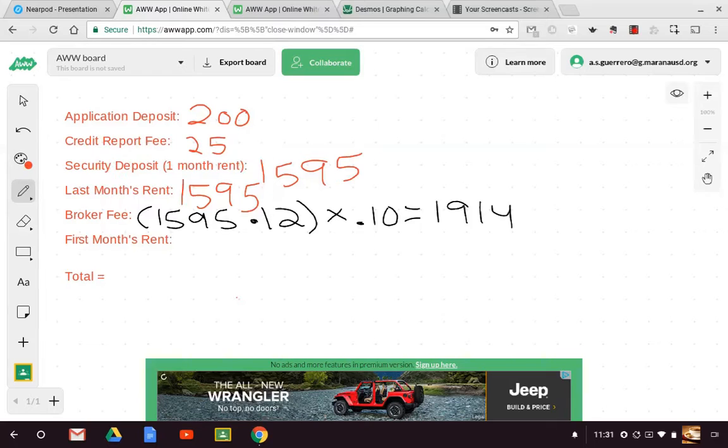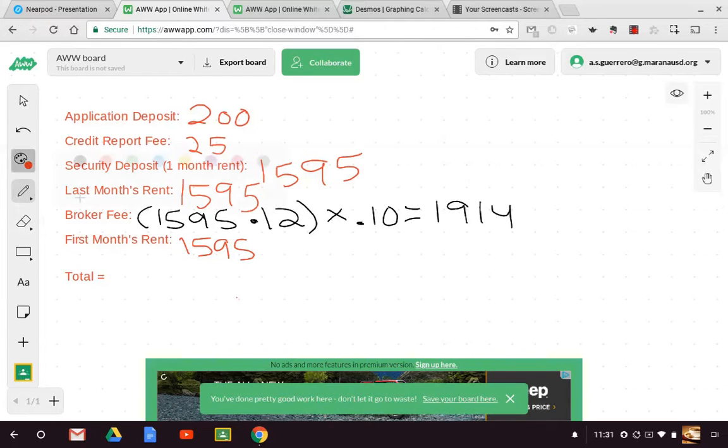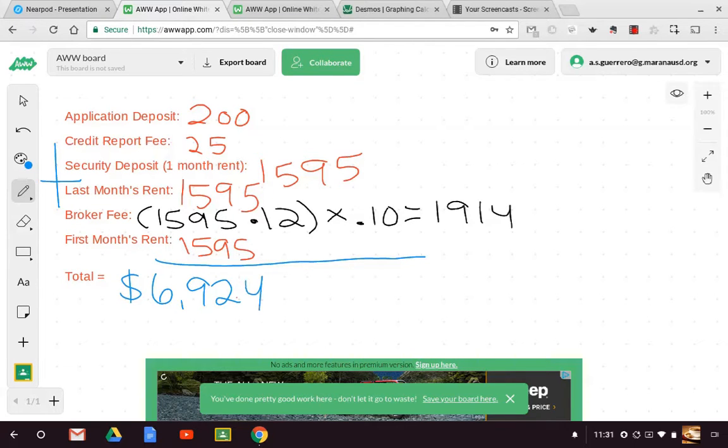And then finally, the first month's rent is a whole month worth again, so the same $1,595. So now we have everything listed out that they need to pay for, and we need the total of this. So we're going to take all those amounts, do a big addition problem, add those all up, and we get a grand total of $6,924 that Rufus and Maria are going to have to pay to move into their apartment.